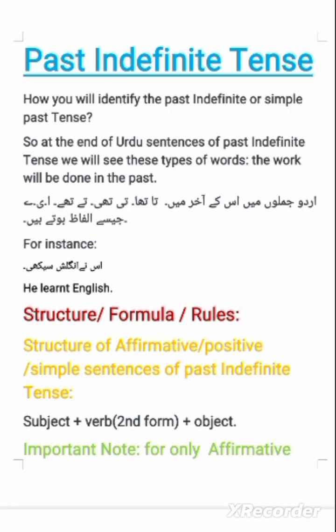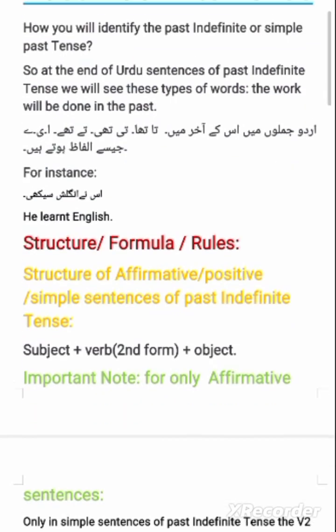For instance, उसने English सीखी. He learnt English. Let's talk about the structure. What will be the structure of the simple, positive or affirmative sentences of past indefinite tense? The structure will be subject, second form of verb plus object, and this will be only for simple sentences.